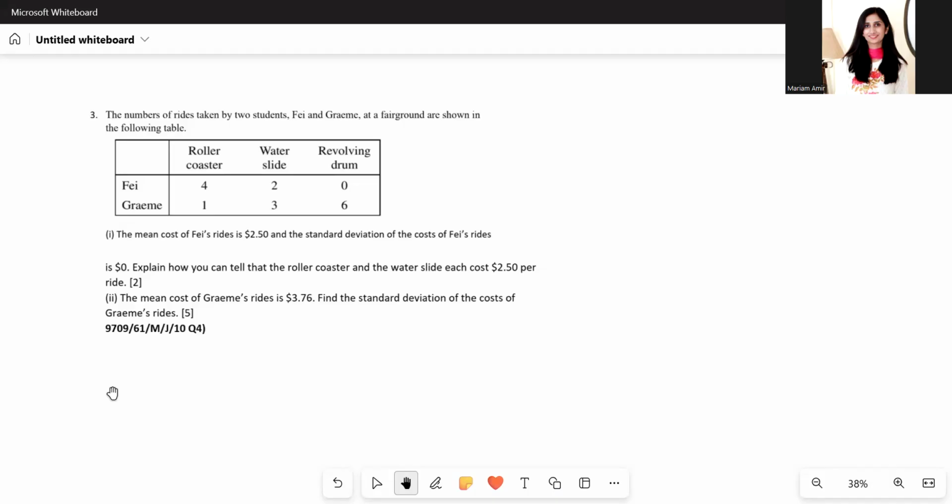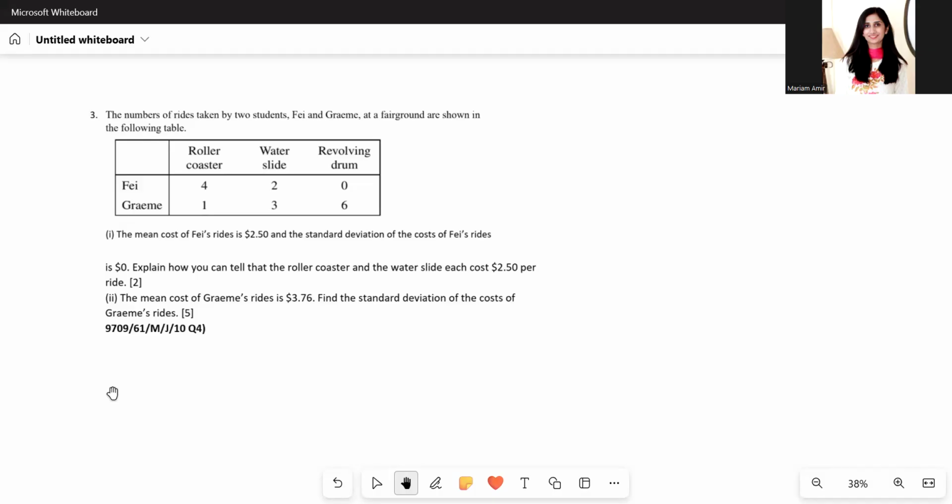The number of rides taken by two students, Faye and Graeme, at a fairground are shown in the following table. So Faye took 4 roller coasters, 2 water slides, and 0 revolving drums, and Graeme, however you pronounce it, took 1 roller coaster ride, 3 water slides, and 6 revolving drums.